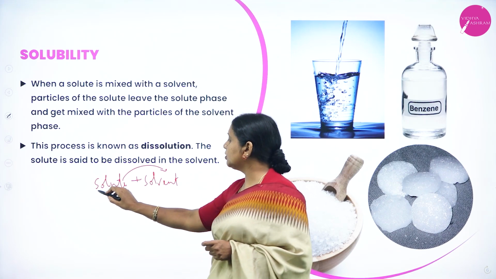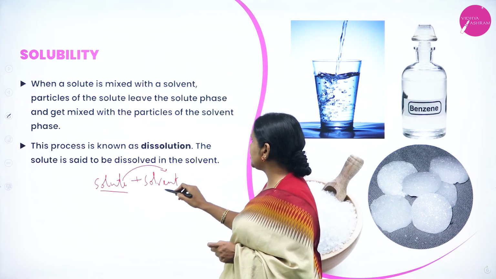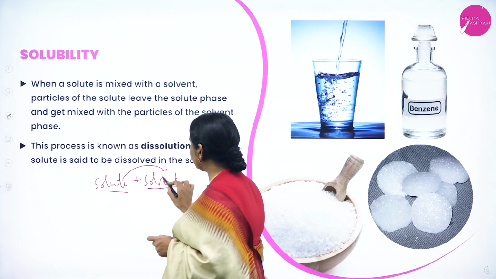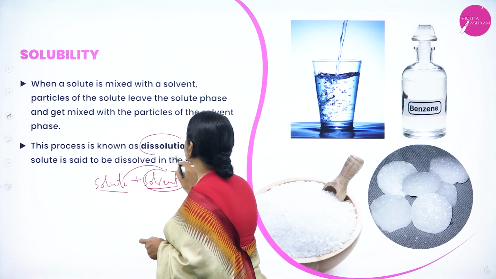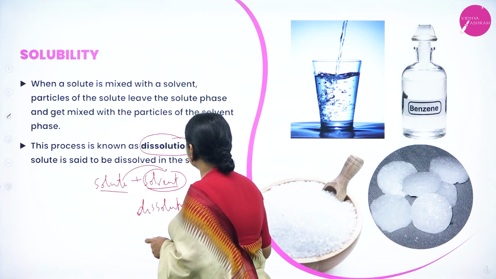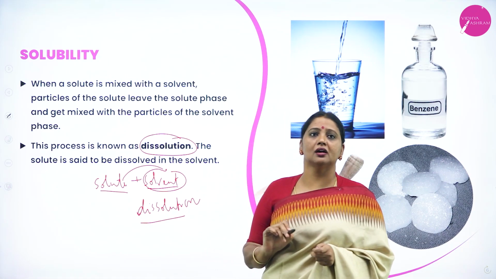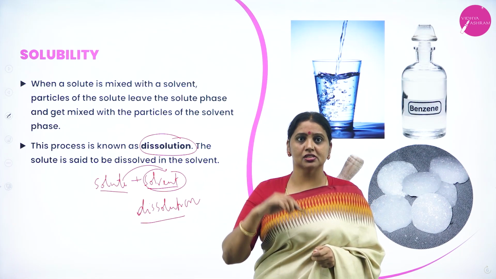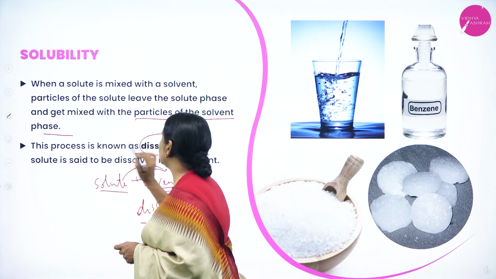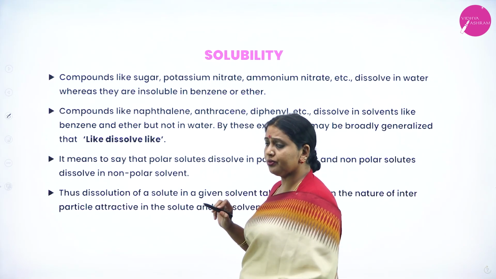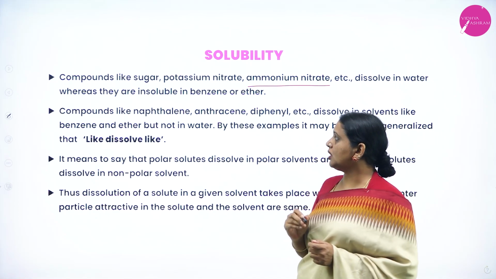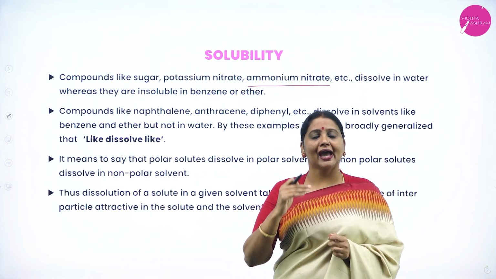What happens? The solute particles leave the solute phase and mix with the particles of the solvent phase. When solute gets mixed with the particles of solvent, this process is called dissolution. This process is called what? Dissolution. What is dissolution? The solute particles leave the solute phase and get mixed with the particles of the solvent phase. That is called dissolution.